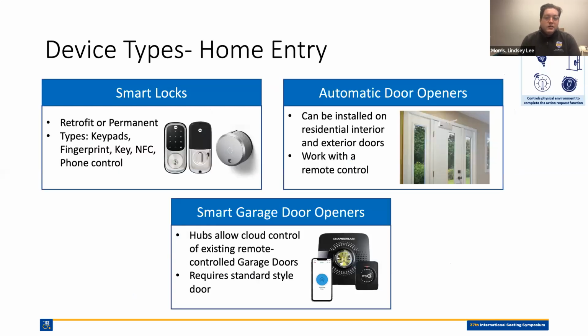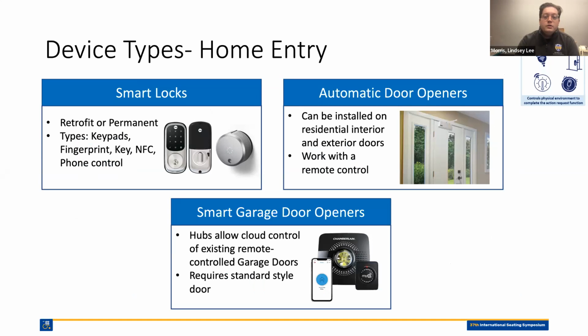So we're going to be breaking down devices by the functional goal they accomplish. First up, we're going to tackle home entry. The biggest category in home entry is smart locks. These can be retrofit, where they attach over top of the lock you currently have, or permanent, fully replacing the entire module.